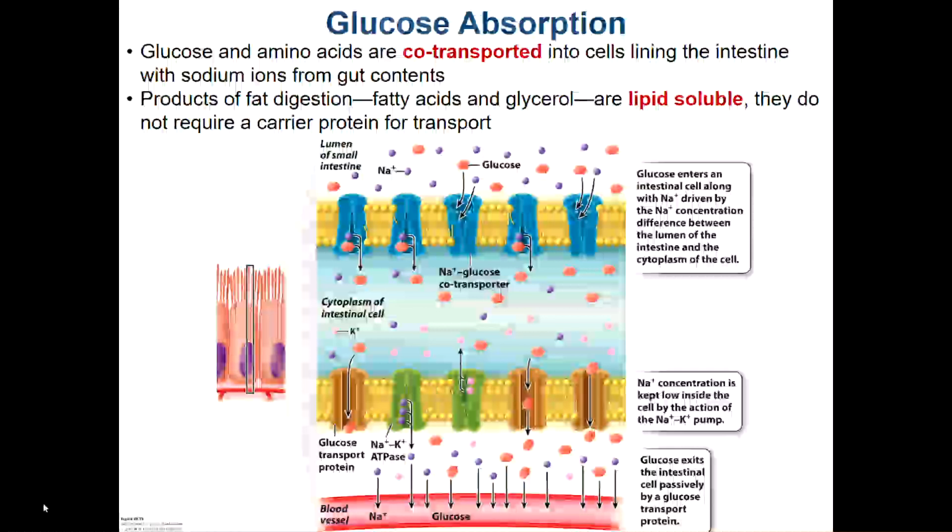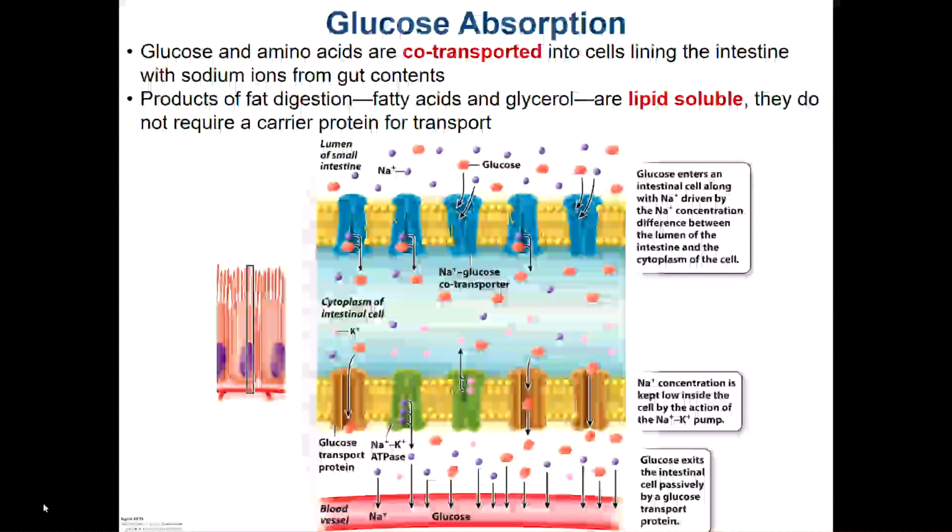Because the products of fat digestion, which are fatty acids and glycerol, are lipid soluble, they do not require a carrier protein for transport. Instead, they readily diffuse across the lipid plasma membrane, entering that cell of the small intestine where they can be further broken down and then transported to the locations that they're needed in the body.